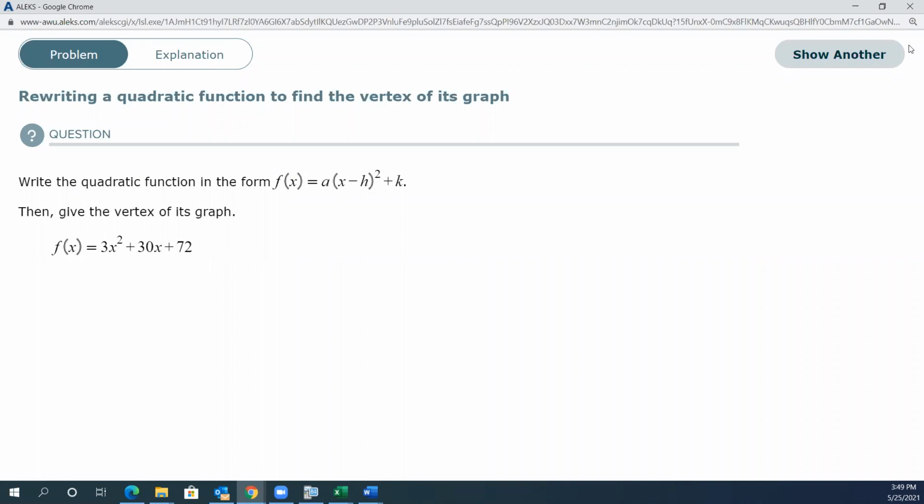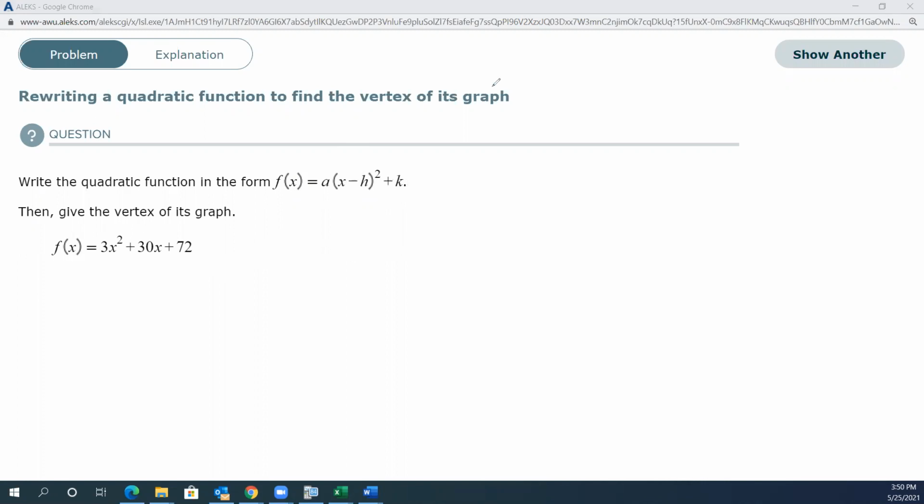It's your blessing, right? Okay, so write the quadratic function in this form here. Okay, so we got to figure out the a. Well, we already know a is 3, b is 30, c is 72. So a is 3. Cool, we got a. And then remember, h, k, that is the vertex.